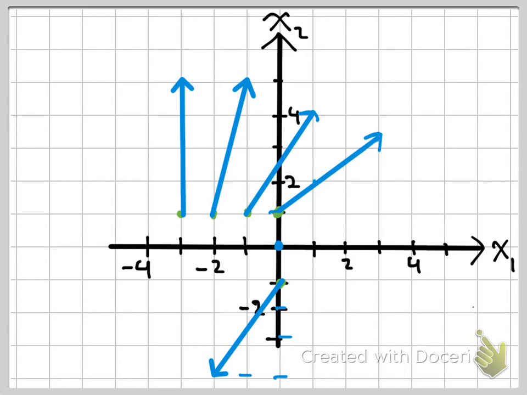A lot of common mistakes would be people plotting the vectors at the wrong points, or mixing up the x1, x2 axes. You could technically do them in any which way, but to make it simple, it's generally better to do it in this way.